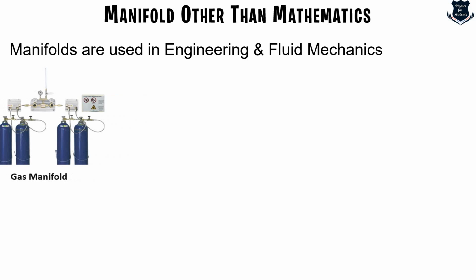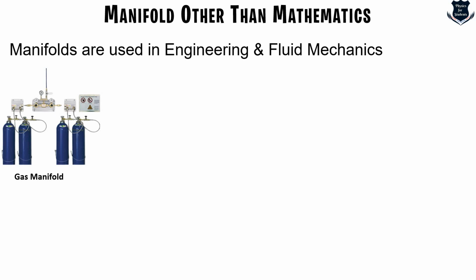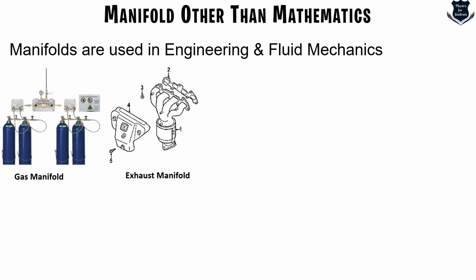So manifolds are used in engineering and fluid mechanics. This is what is called a gas manifold, an engine part that collects the exhaust gas from multiple cylinders into one pipe, also known as headers. This picture shows a component used to regulate fluid flow in a hydraulic system, thus controlling the transfer of power between them. This is called an exhaust manifold.